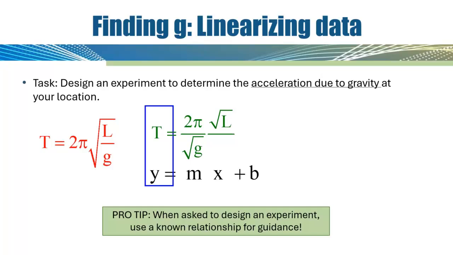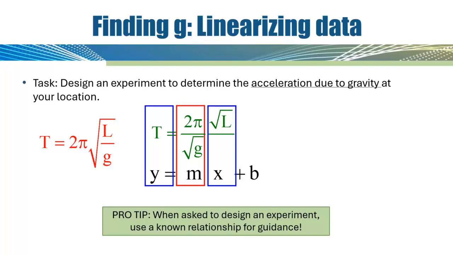Now I know that if I graph period on the y-axis and square root of L on the x-axis, the slope of the best fit line will be equal to 2 pi over square root of g. I can then just solve for g.